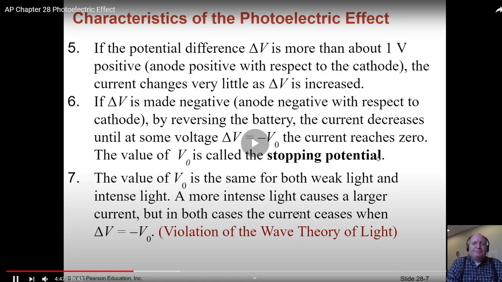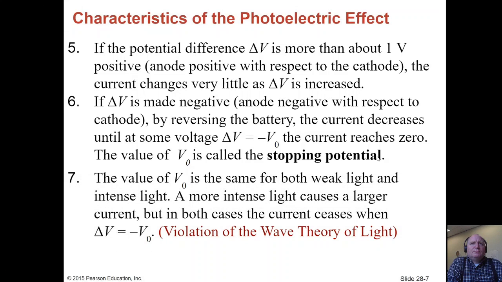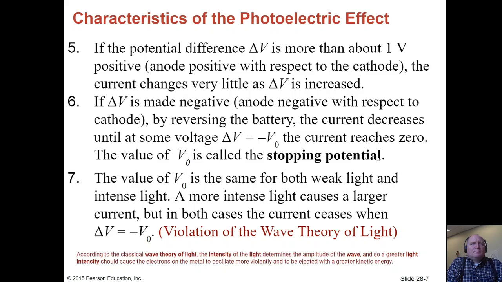Very cool. Equals negative V naught. And this is a violation of the wave theory of light. So that's what led us to believe that light also has particle nature. According to the classical wave theory of light, the intensity of the light determines the amplitude of the wave, and so a greater light intensity should cause the electrons in the metal to oscillate more violently and be ejected with a greater kinetic energy. But we don't see that when we've reached this stopping potential.